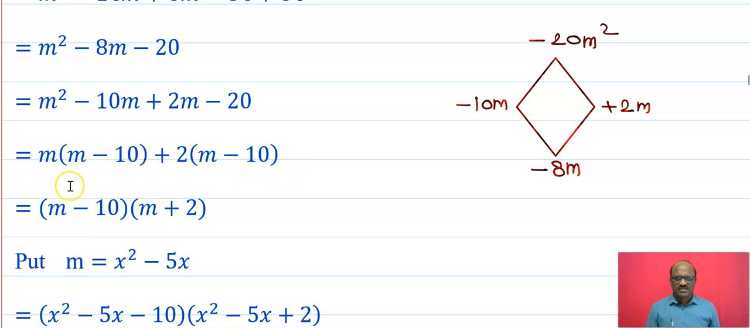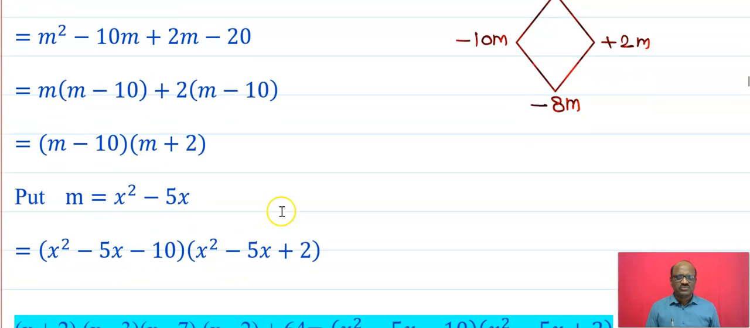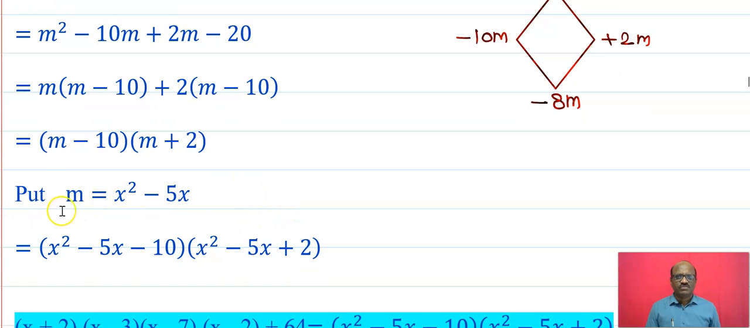So m minus 10. What's the remaining? m plus 2. Now replace the value of m equals x square minus 5x.